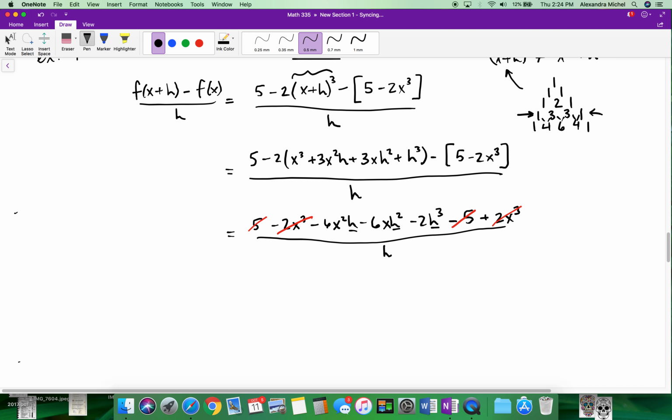So I'm also going to factor out that h like I did in the first example so that we can cancel it. So I'm going to have negative 6x squared minus 6xh minus 2h squared all over h. Make sure that makes sense to you, this step. And I'll cancel those h's. So really I'm just left with what's inside the parentheses as my difference quotient.